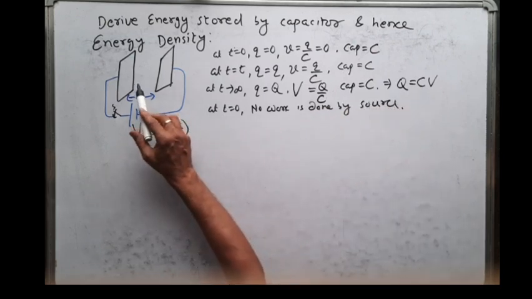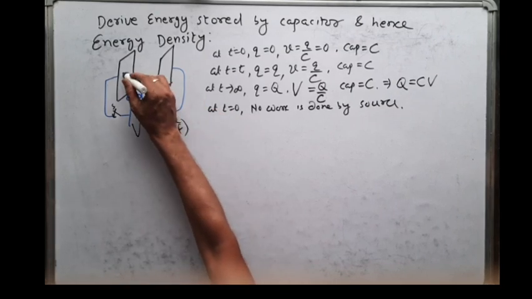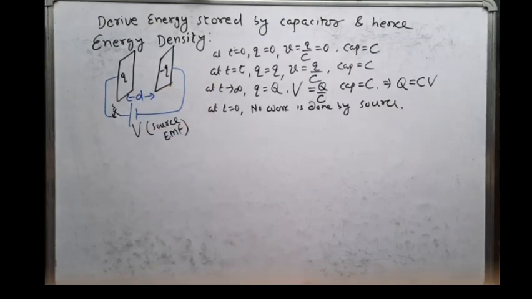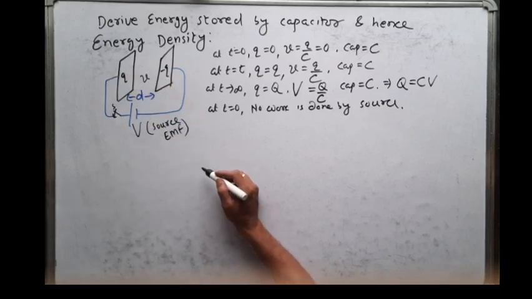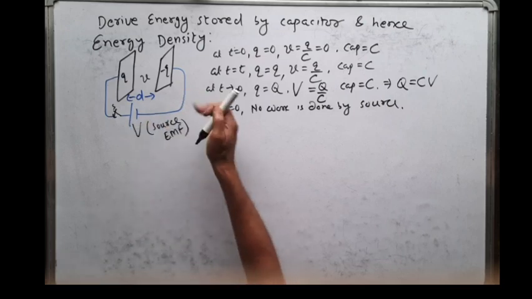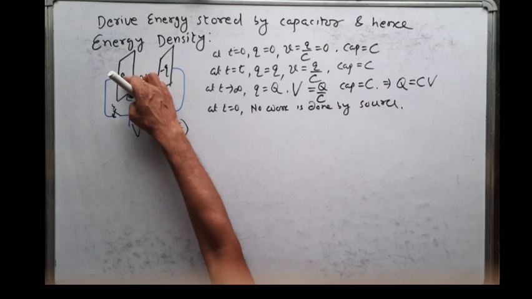But at time t, the charge across the capacitor is already plus Q on one plate and minus Q on the other. At that time, there is a potential difference across the capacitor equal to V. Now the battery tries to send dq amount of charge after this Q charge.